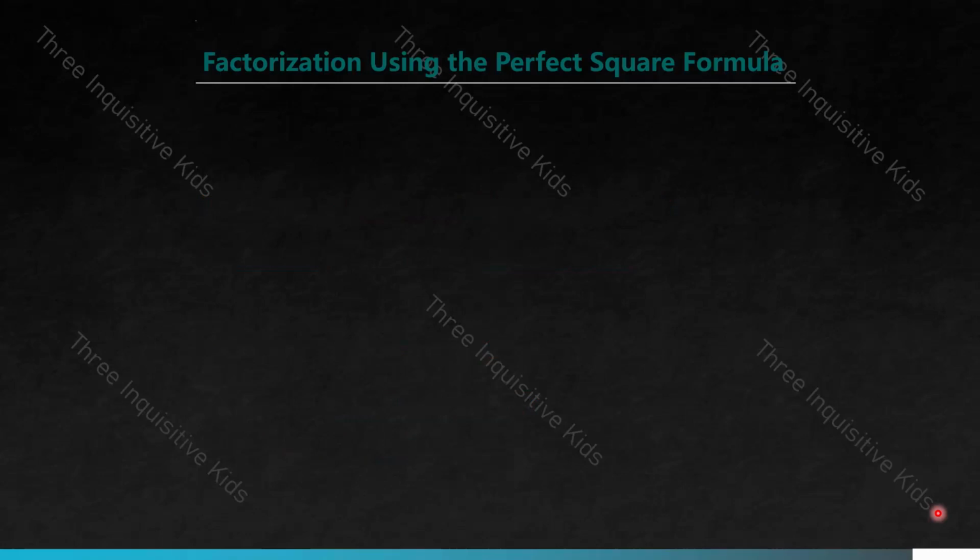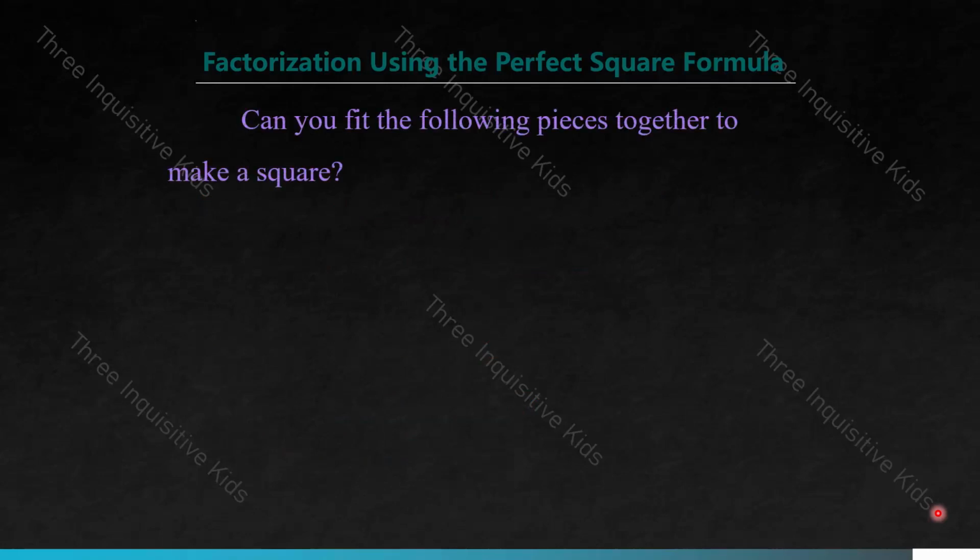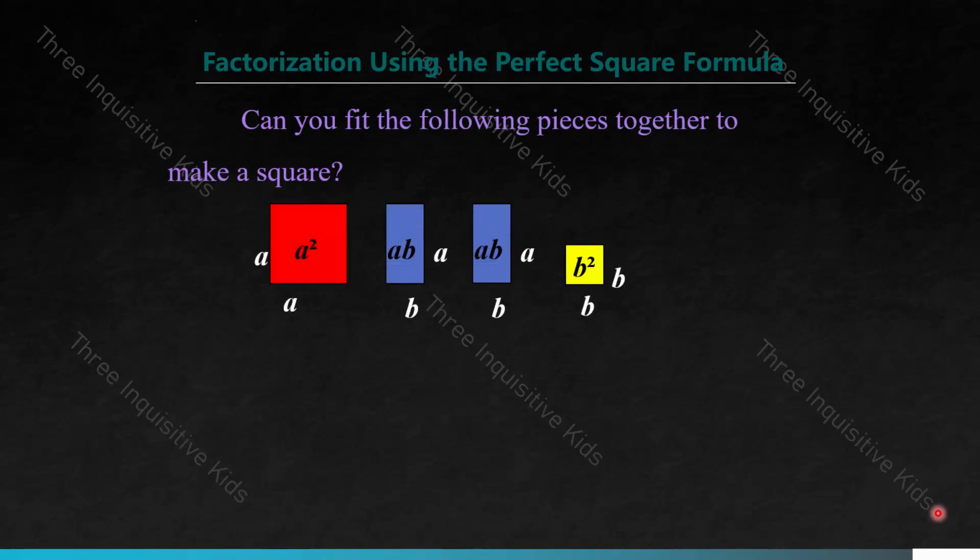Factorization using the perfect square formula. Can you fit the following pieces together to make a square? Here we have one square, two rectangles, and a smaller square. Now pause the video and see how you can fit these pieces together so that you can make a perfect square. Here's one model you can use.